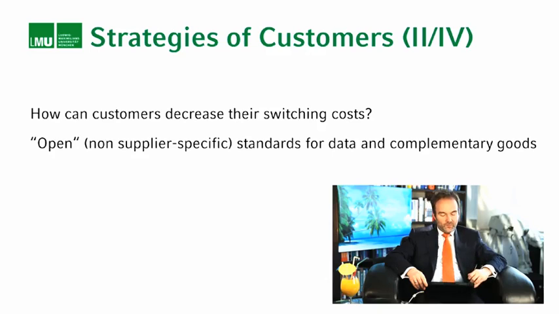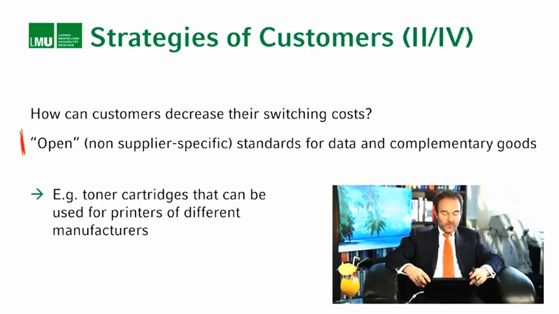Well, for starters, they could choose an open standard. They could choose a standard that's not supplier specific for their data and for their complementary goods. So in software, for example, if you choose a format that can be used across different vendors, across different suppliers, then it's of course going to be much easier to switch from one supplier to the other. In a similar vein, you could use toner cartridges that are flexible, i.e. that can be used for printers by different manufacturers, which again is going to decrease the switching cost from going from one to the next.